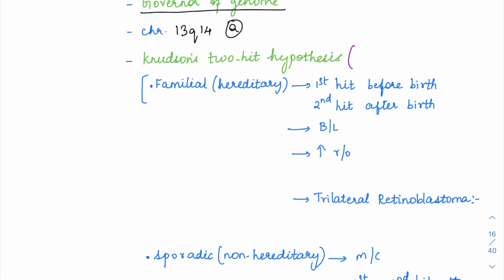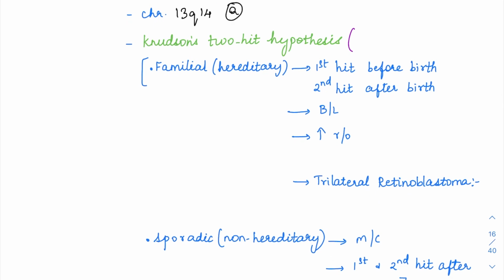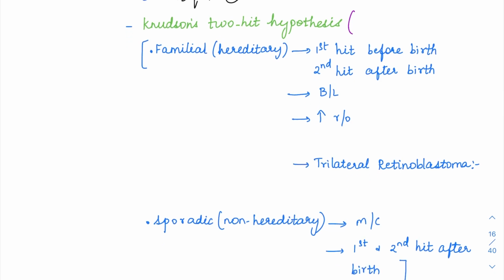So in the familial pathway, Knudson's hypothesis tells that the first hit must happen before birth. One of the alleles of the retinoblastoma gene is going to be deleted before birth itself. But the second hit, the second, proper allele, is going to be deleted post birth. So first hit before birth and second hit after birth in familial retinoblastoma syndrome. And here, because both the retinoblastoma alleles are going to have a loss of function, it is also called loss of heterozygosity. Basically, it is behaving like a homozygous condition, but still we call it loss of heterozygosity.